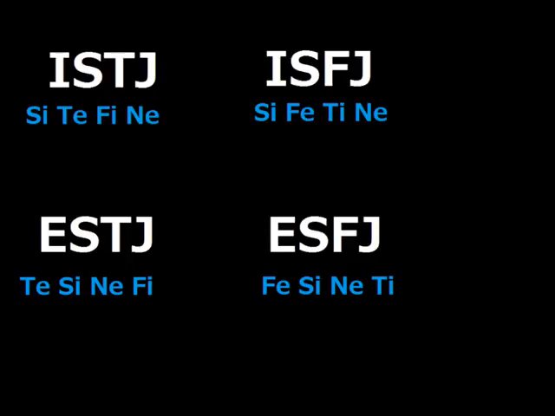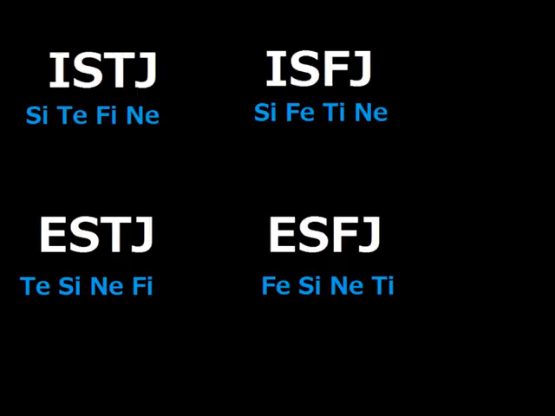So, as you can see, SJs lead with Si, and combine it with either Te or Fe, extroverted thinking or feeling, and they have a preference for either one of these. To match, logically, their weaker functions would be the opposite of the preferred behavior and with a different focus. Accordingly, they follow with Ne, extroverted intuition, and either Fi or Ti, introverted feeling or thinking.